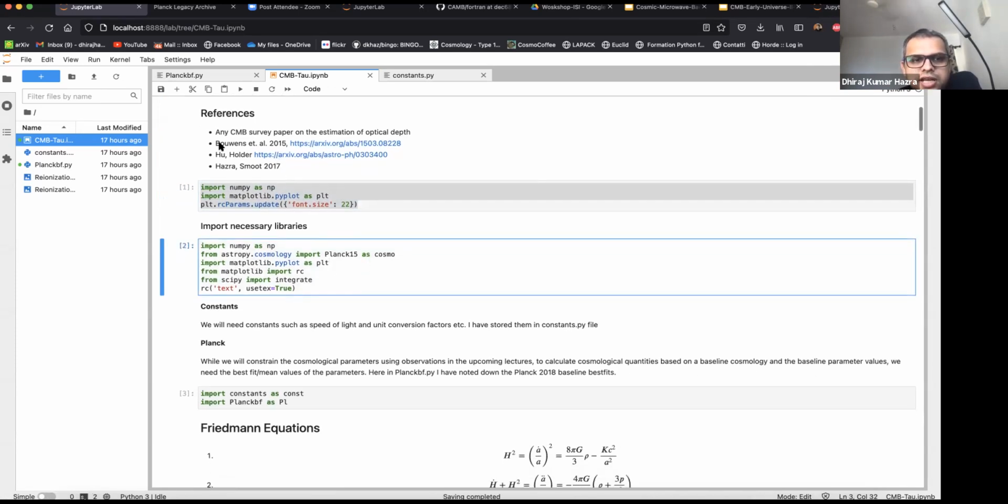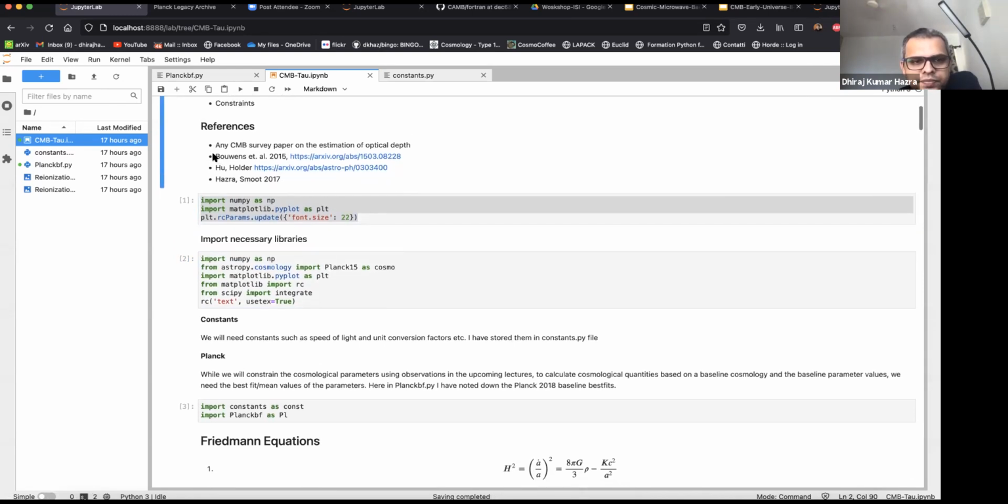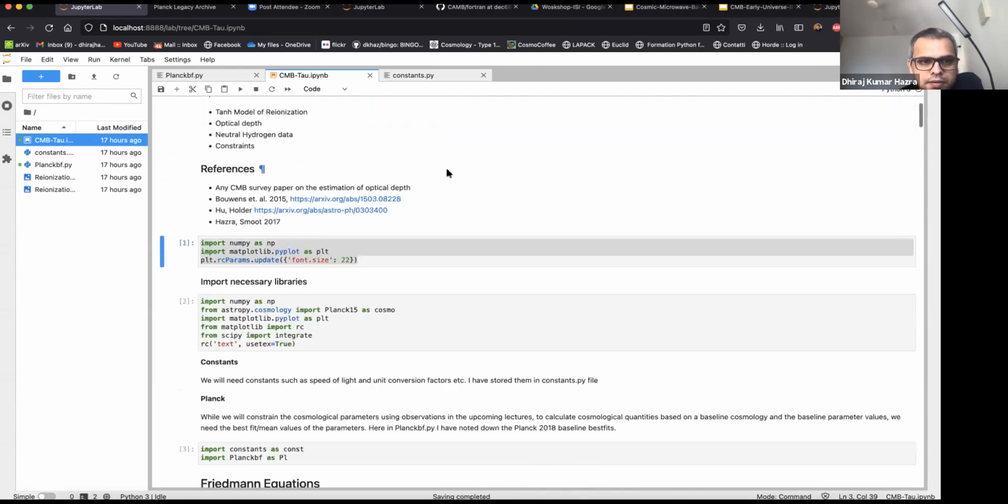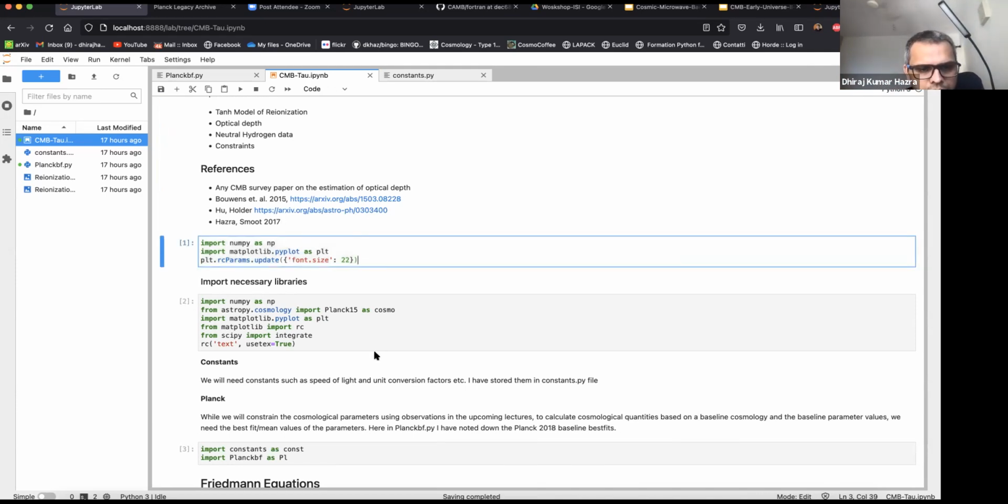So for reionization history, you can have a look at these papers: Bouwens et al., which has the updated constraints after Planck 2013; then Wayne Gill Holder, who had this PCA form of reionization; and then you can see my paper, Hazra and Smoot 2017, where we discussed this poly-reion model of the universe, which again after some time was altered, made more flexible, and named as FlexKnot, and was used in the Planck 2018 release.